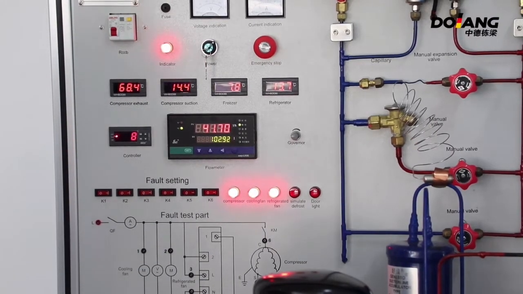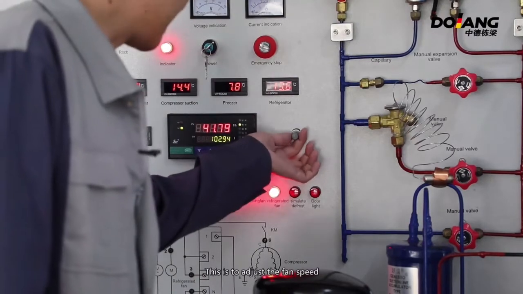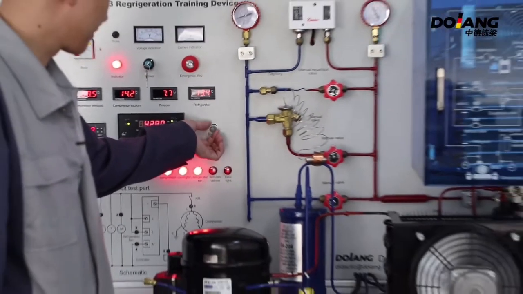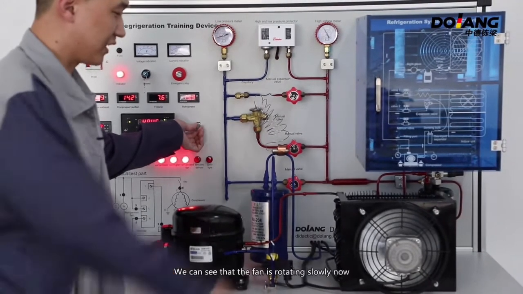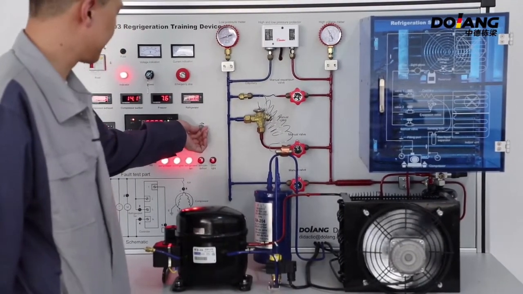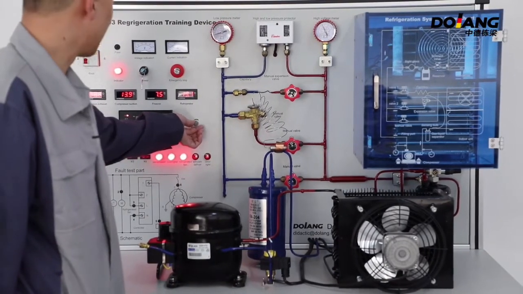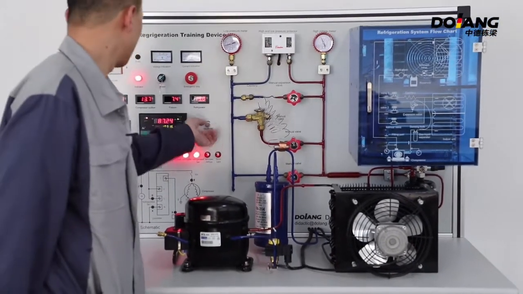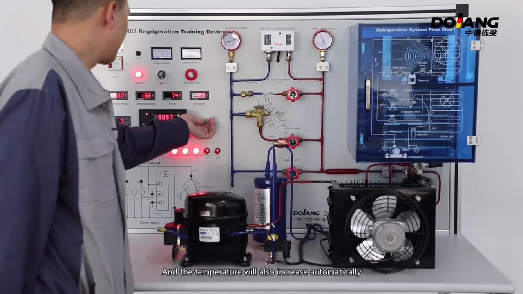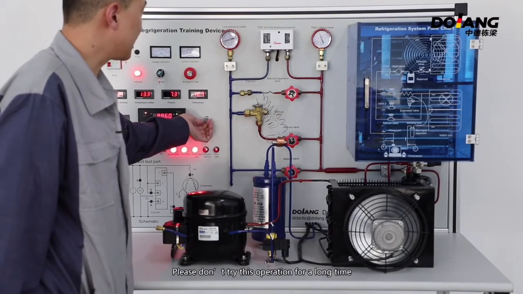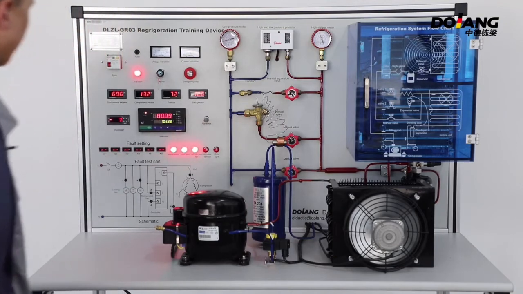This is to adjust the fan speed. We can see that the fan is rotating slowly now. It can also be judged by hearing. Slowly the fan will stop, then the pressure will increase. And the temperature will also increase automatically. Please don't try to do this operation for a long time.